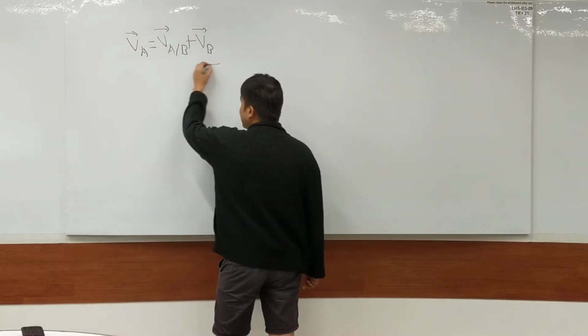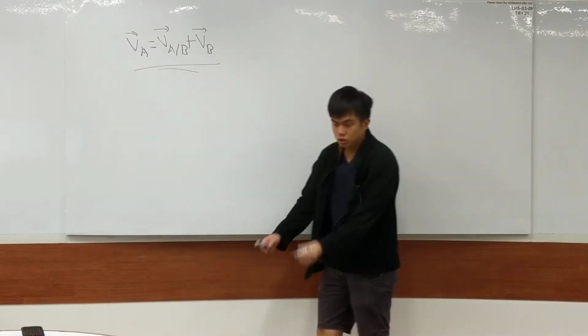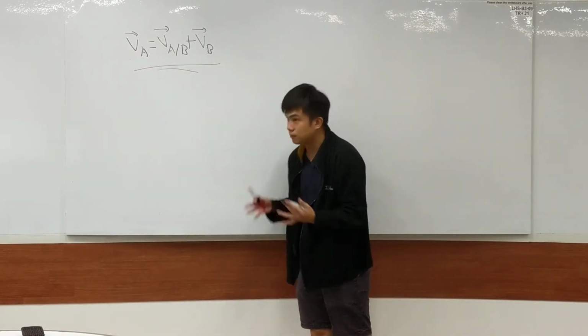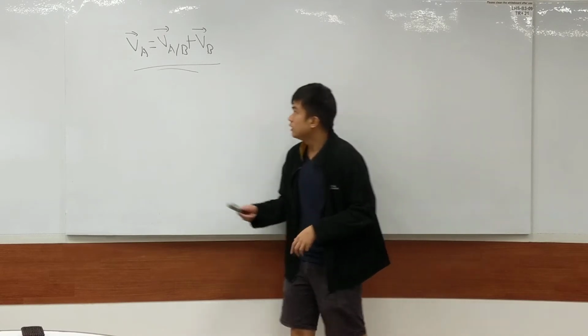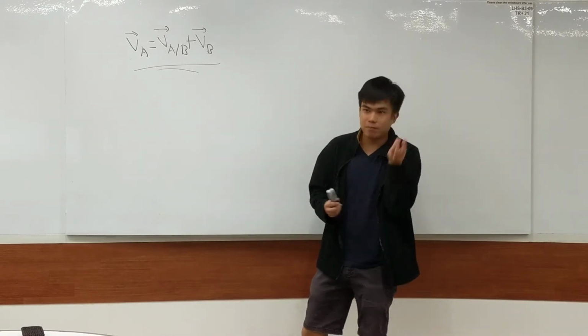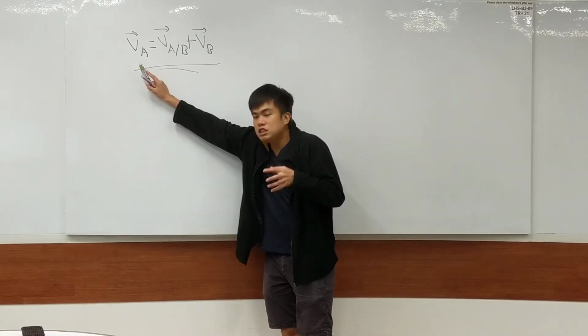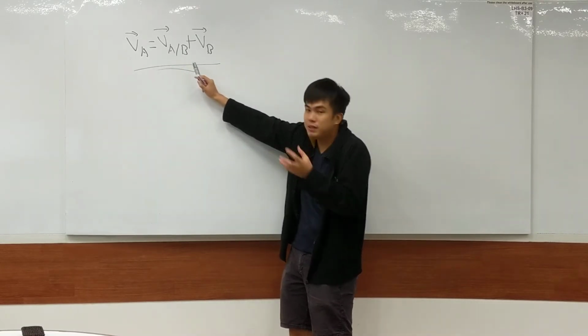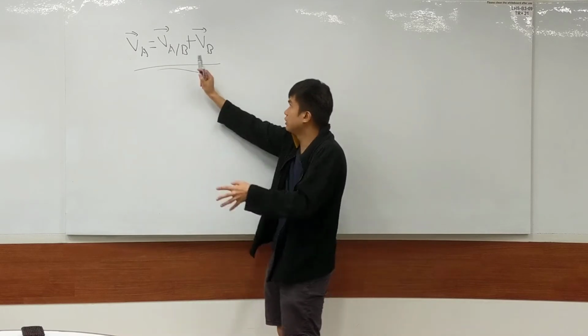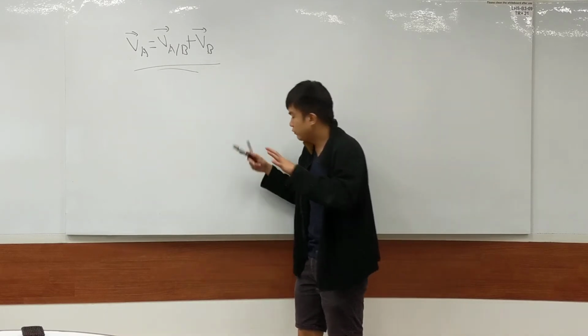So this is a relative motion equation. What it means is quite simple. Let's say I have two particles, particle A and particle B. The velocity of particle A is equal to the velocity of particle A from B's perspective plus the velocity of B. That's what it means. But there are a few constraints here.